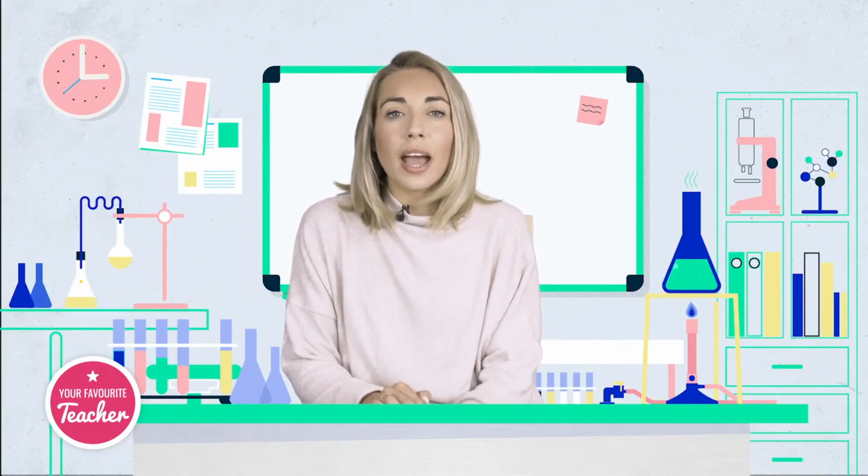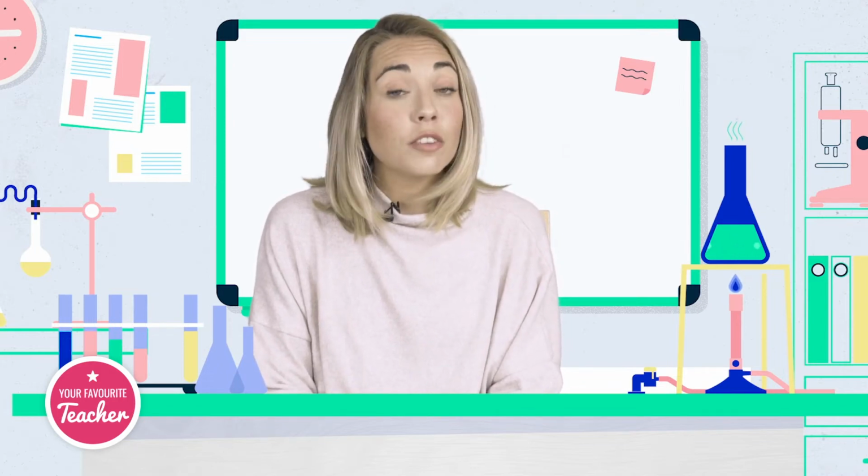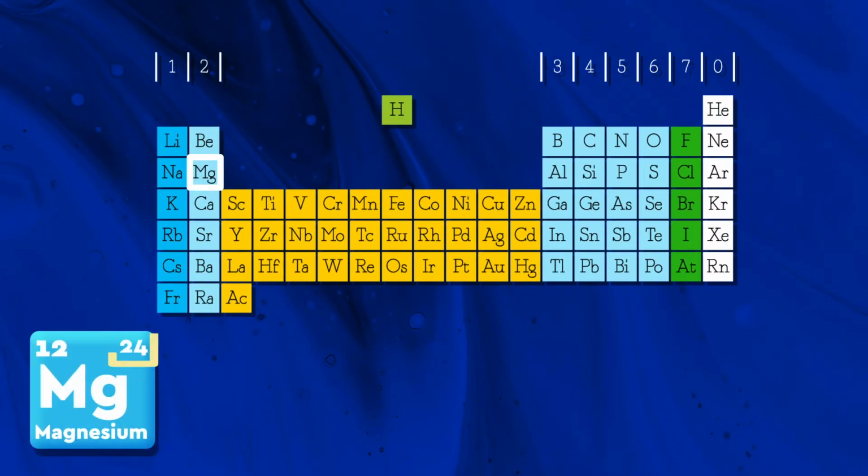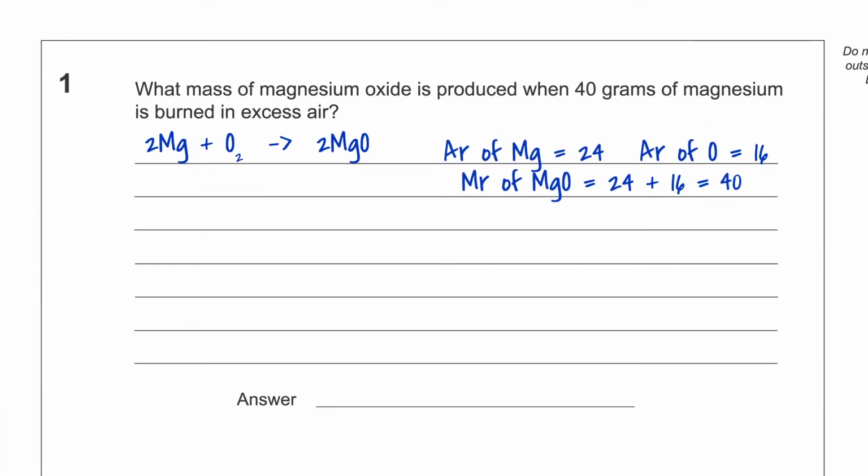Next, we need to work out how many moles of magnesium 40 grams is. To do that, we need the Ar of magnesium and the Mr of magnesium oxide. From the periodic table, we can see that the Ar of magnesium is 24 and the Mr of magnesium oxide would work out to be 40. We're going to substitute these values into the equation using these ratios to show how much would be made. So by filling it in, we can see that 48 grams of magnesium metal would make 80 grams of magnesium oxide.